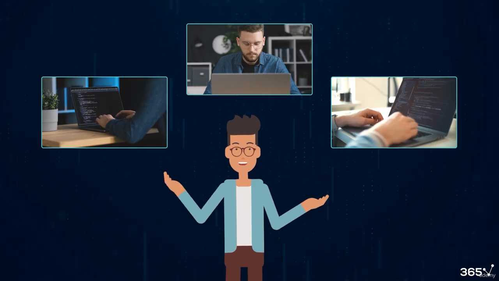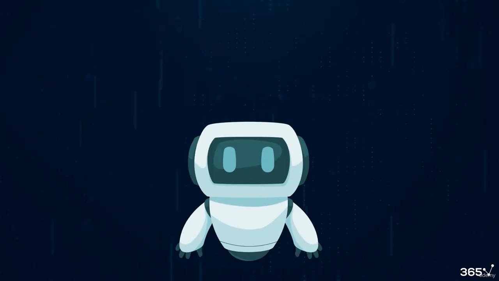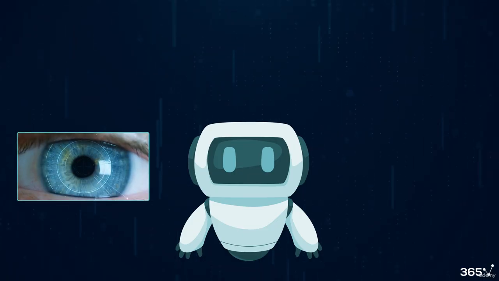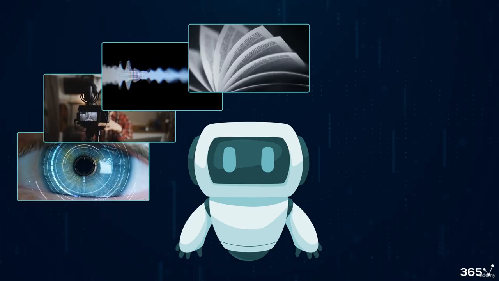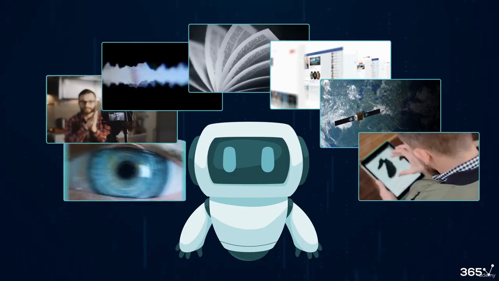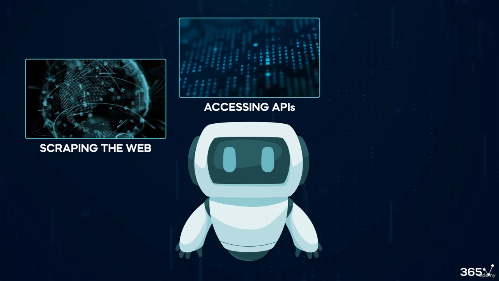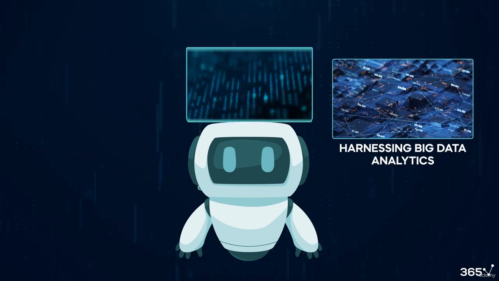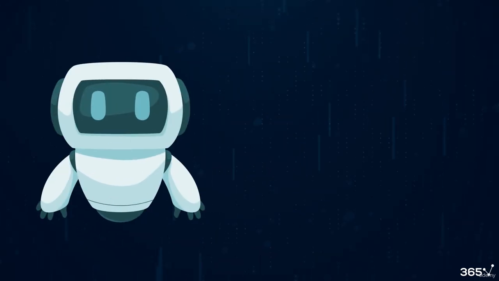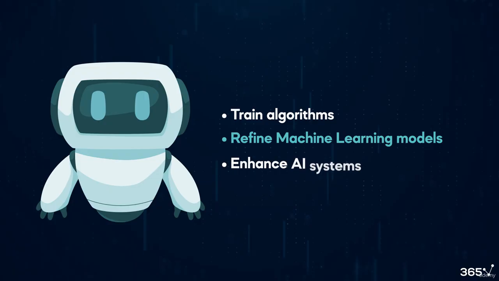AI researchers aspire to provide machines with such capabilities, utilizing tools that collect data through sensors, video, audio, texts, social media, satellite images, and internet browsing patterns. They gather information by scraping the web, accessing APIs, and harnessing big data analytics. This wealth of data enables them to train algorithms, refine machine learning models, and enhance artificial intelligence systems to better understand and interact with the world.